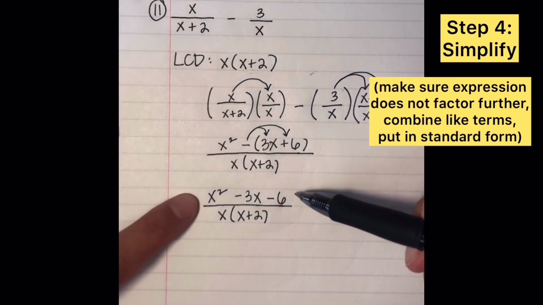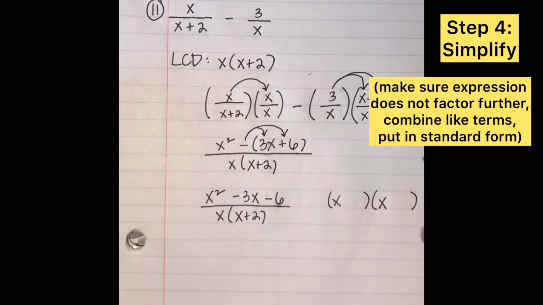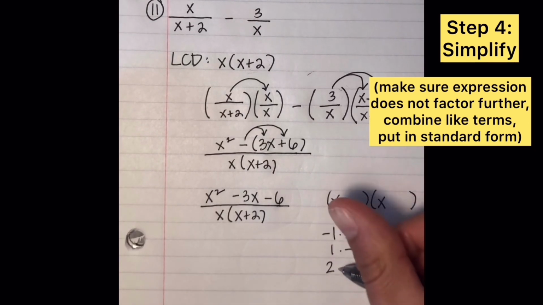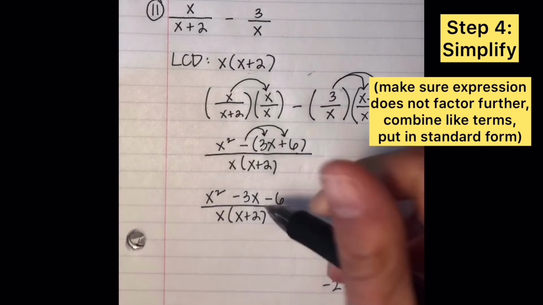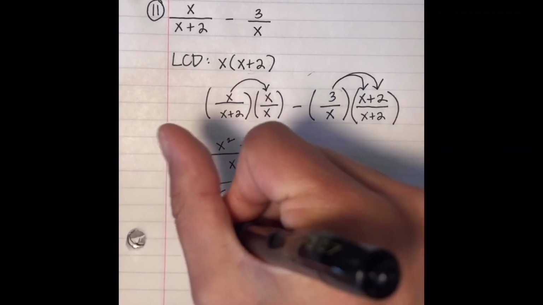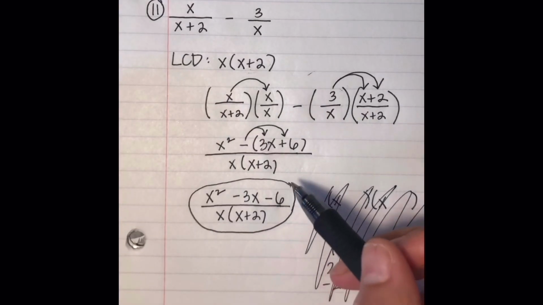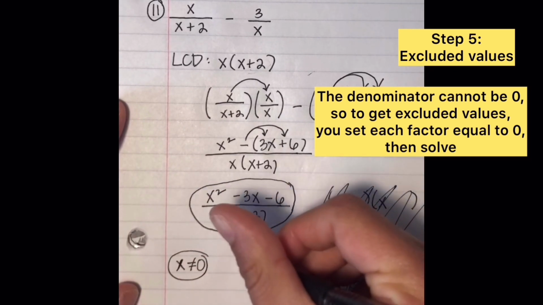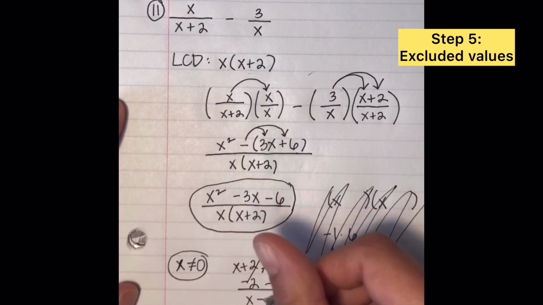It looks like the top could factor. 2 parentheses, x times x. If we're trying to multiply to get -6, we've got these options. And if you go through these options, none of these options also add to -3. So this actually is just our answer. All right, so this does not factor, so we're done. We do need to write down the excluded values. So x can't be 0 is done, and then x plus 2 can't be 0. Solve for x. X can't be -2.